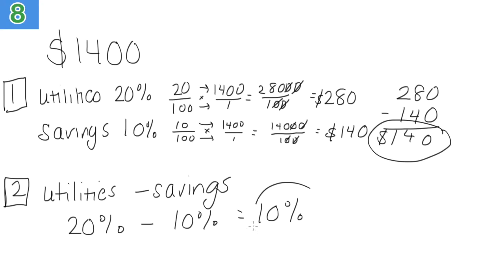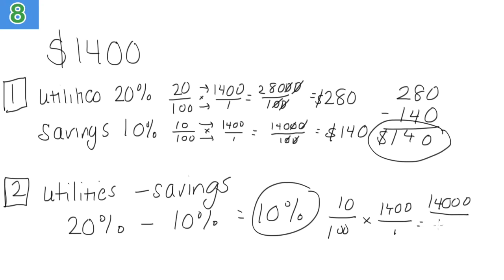So the other way we can do it is just solve this. 10% of her total income, which is $1,400. And we do that straight across, 14,000 over 100. Get rid of the zeros that are on top and bottom. And that means $140 is the difference between the utilities and the savings payments.